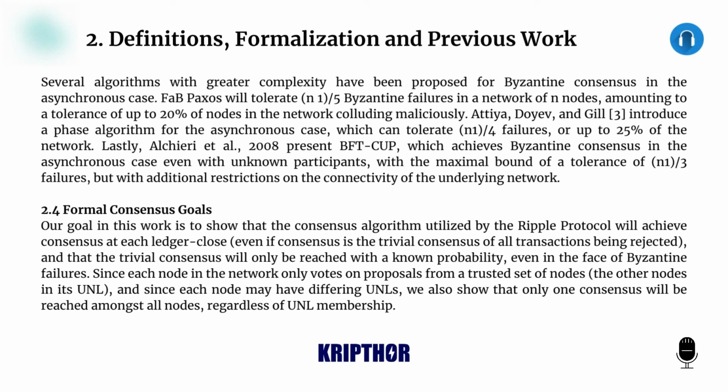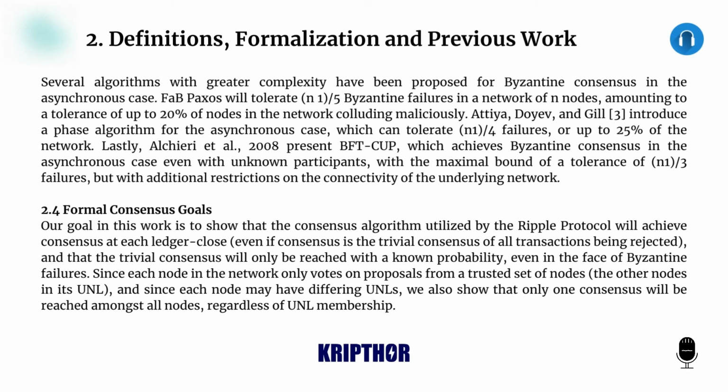Lastly, Alchieri et al., 2008 present BFT-CUP, which achieves Byzantine consensus in the asynchronous case even with unknown participants, with a maximal bound of a tolerance of (N-1)/3 failures, but with additional restrictions on the connectivity of the underlying network. 2.4 Formal consensus goals. Our goal in this work is to show that the consensus algorithm utilized by the Ripple protocol will achieve consensus at each ledger close, even if consensus is the trivial consensus of all transactions being rejected, and that the trivial consensus will only be reached with a known probability, even in the face of Byzantine failures.